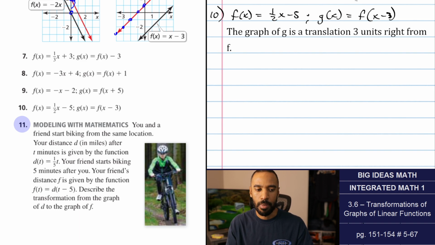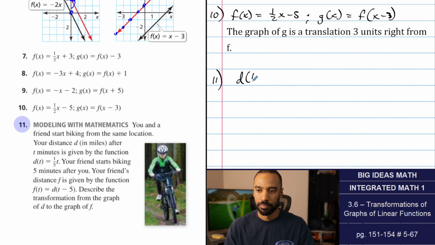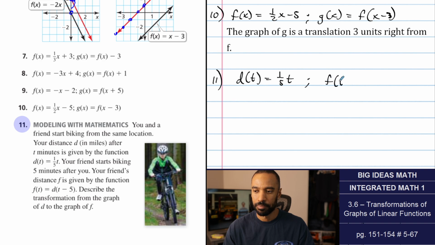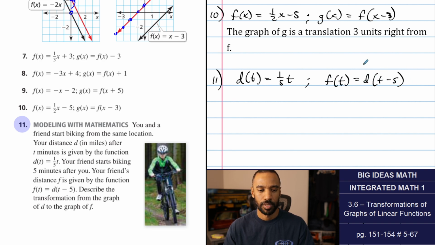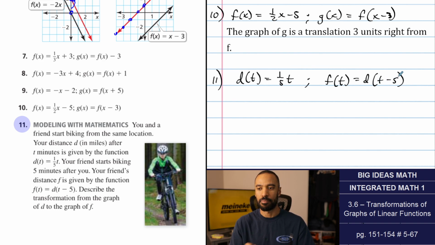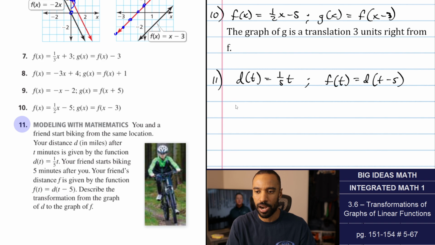Your distance d in miles after t minutes is given by the function d of t equals 1/5 t, just so we can see the information. Your friend starts biking 5 minutes after you. Your friend's distance f is given by the function f of t is d of t minus 5. Describe the transformation from the graph of d to the graph of f. Well, it takes your exact d of t function, but it's going to subtract 5 minutes from the t value, make a change there.